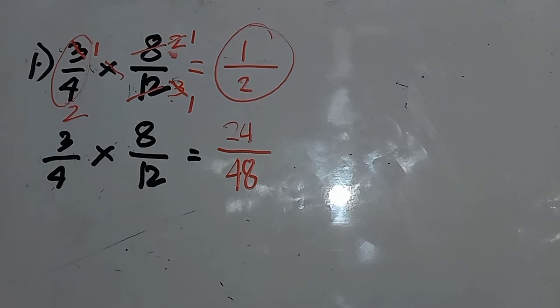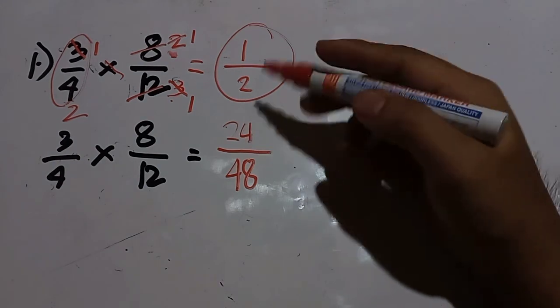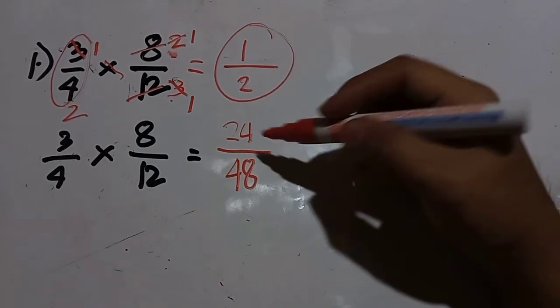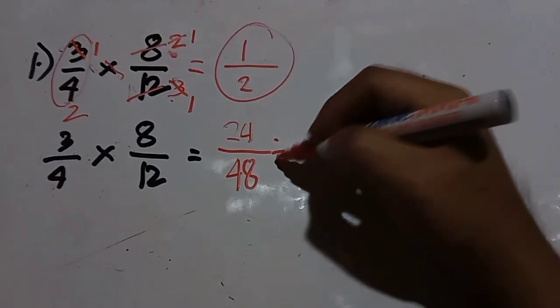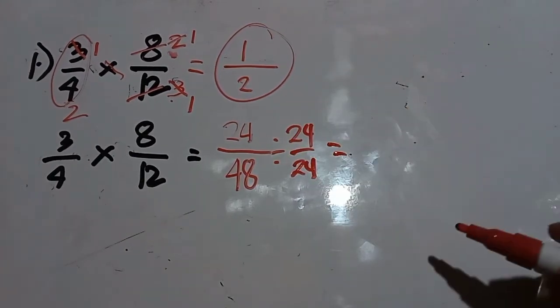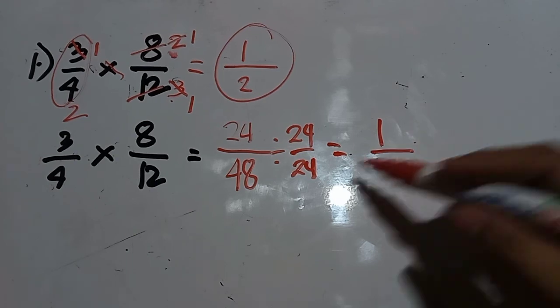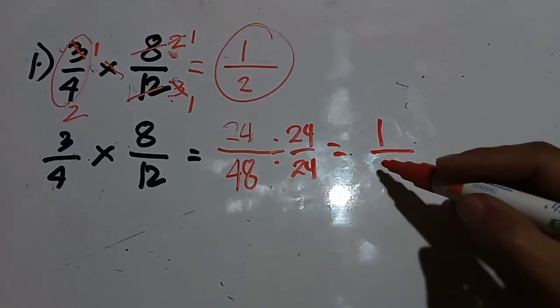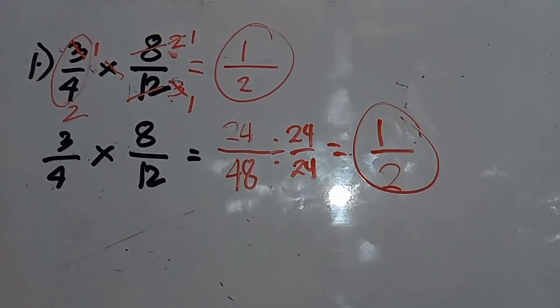Alright, so now, is it the final answer? So, hindi pa. Ating i-express ang ating final answer into lowest term. So, now, we have simplest form natin. I-reduce natin, ano ang common nila? So, divide natin by 24. 24 divide 24, that is 1 over 48 divide 24, that is 2. So, now, ang ating sagot ay 1/2.